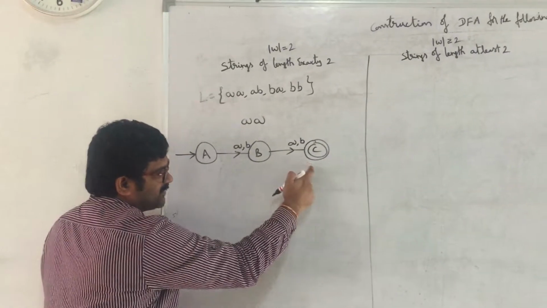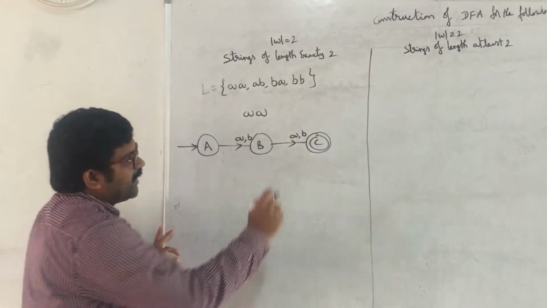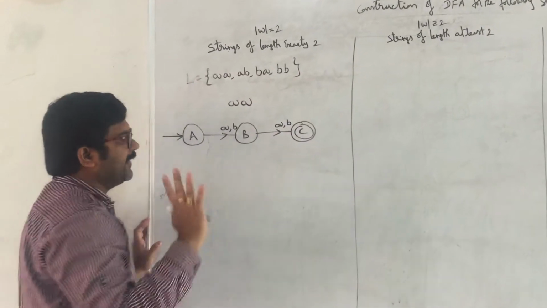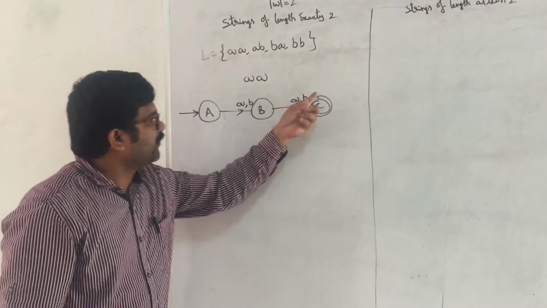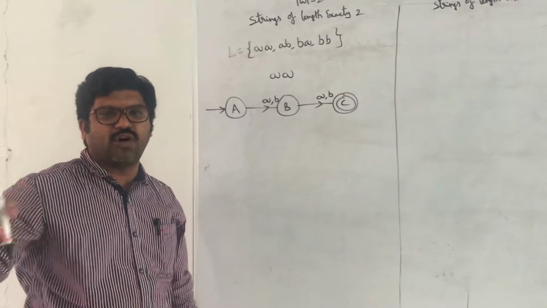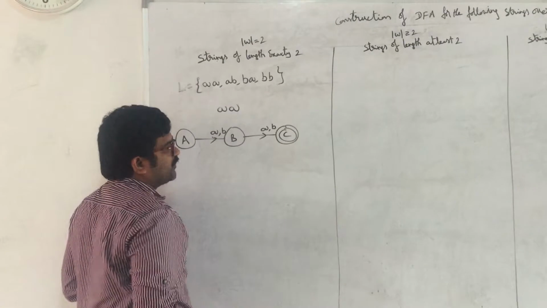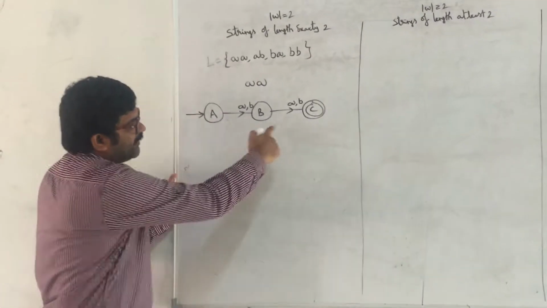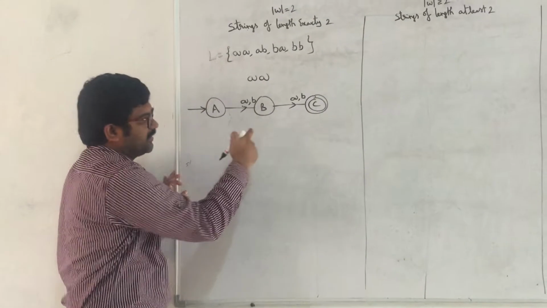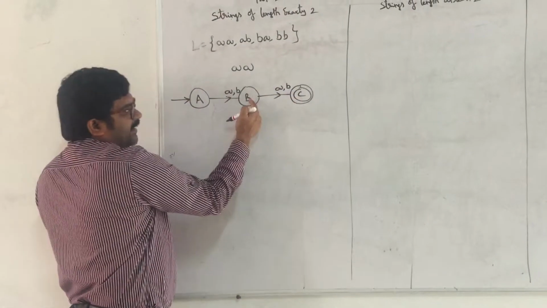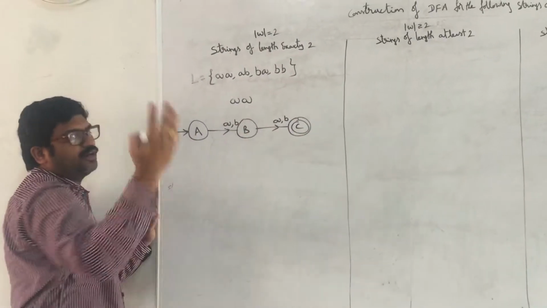Now, this state C is not complete. Can I give a self loop here? If I give a self loop, after exactly 2 length string, you will get strings of length 3, 4 and many more lengths. So you cannot give a self loop here. That's the reason. Can I give a transition to the available states? If you give a transition here, then after 2 length you are getting 3 length. That means more than 2 length you are getting.